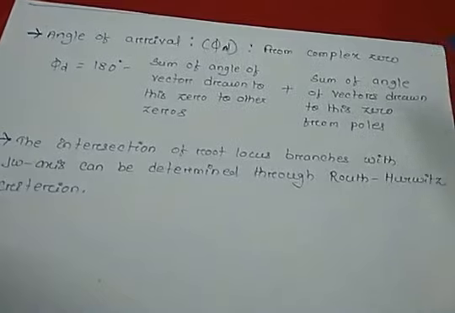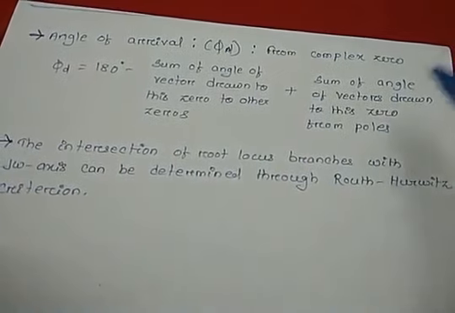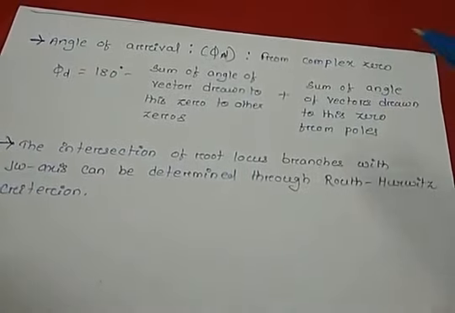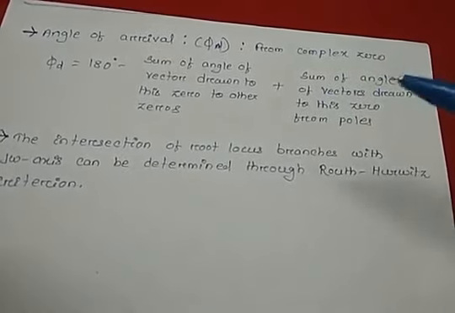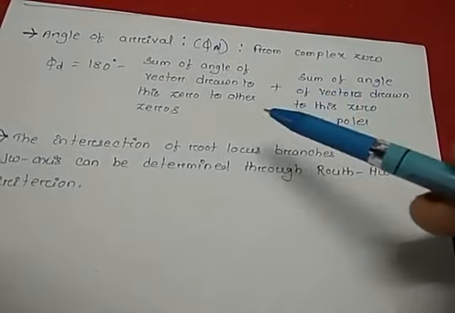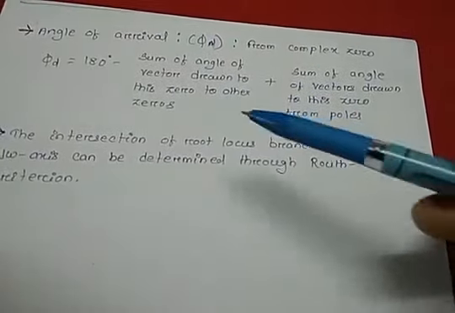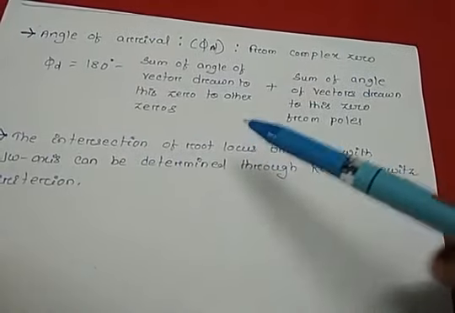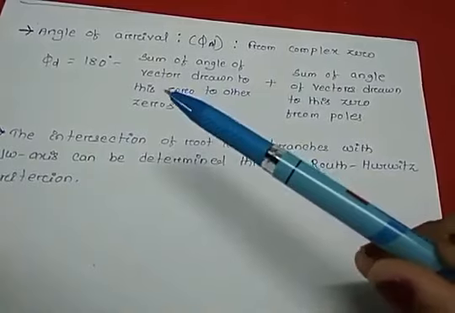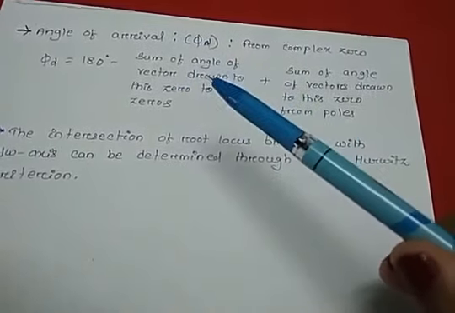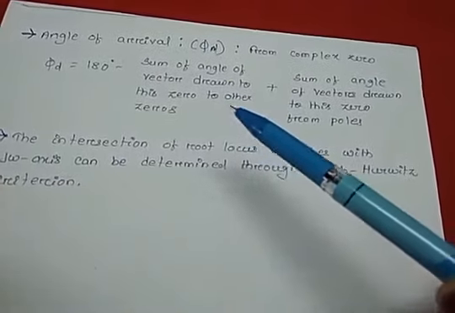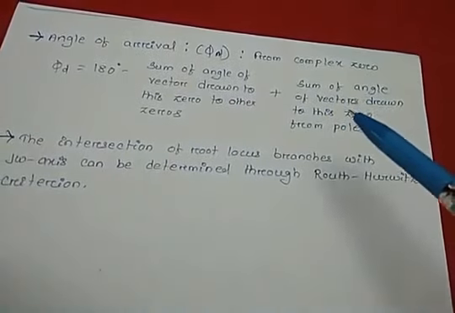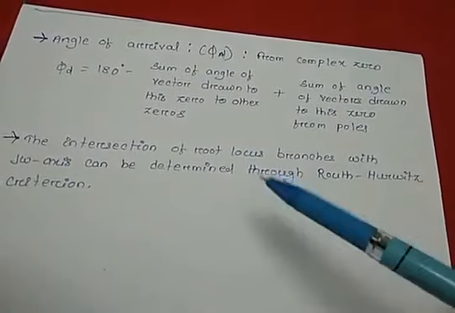Angle of arrival is used when we have a complex zero, and we have to find the angle of arrival. Here also we take the reference of the zero, like in angle of departure we take the reference of a pole. Here we are taking the reference of the zero. That means 180 degrees minus the sum of the angles of vectors drawn from the poles and other zeros, plus the sum of the angles of vectors drawn to this zero from the poles.